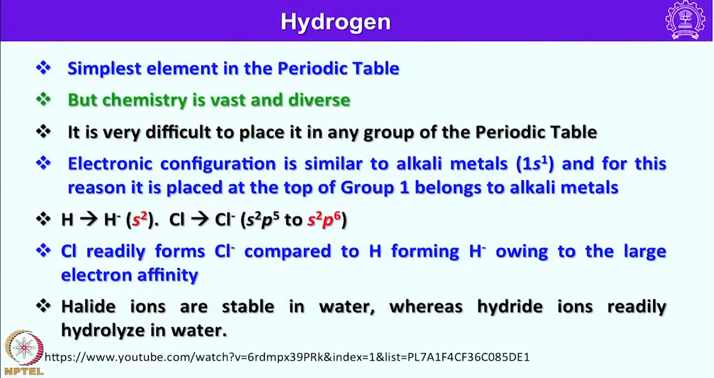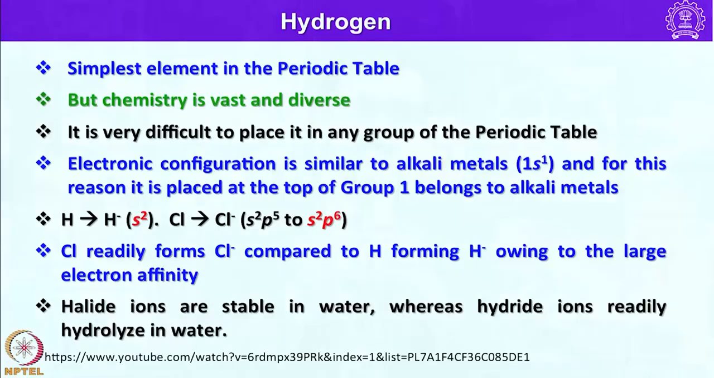Then H, when an electron is added, achieves the 1s2 electronic configuration, that is that of helium. The same thing happens in the case of chlorine. Chlorine, when it takes one electron, becomes chloride. It goes from s2p5 to s2p6. But chlorine readily forms Cl minus compared to H forming H minus, owing to the large electron affinity. And another difference between halides and hydrogen is that halide ions are stable in water, whereas hydride ions readily hydrolyze in water.